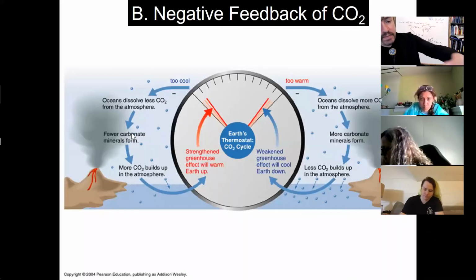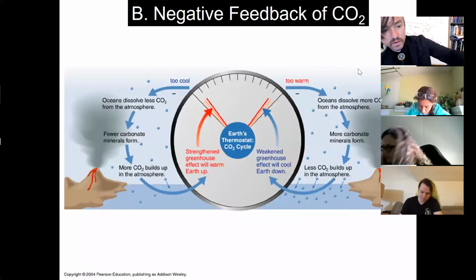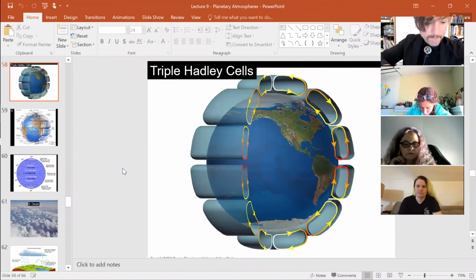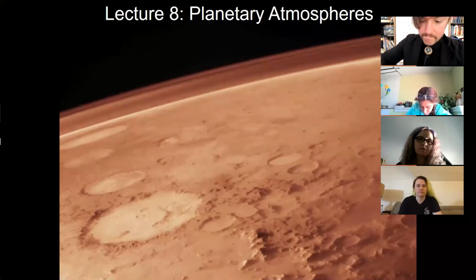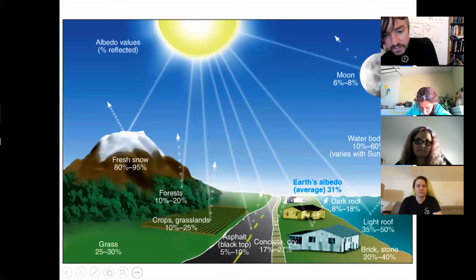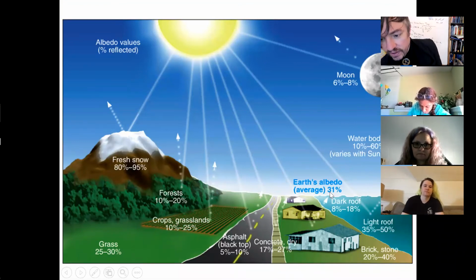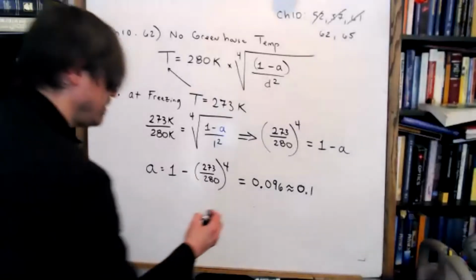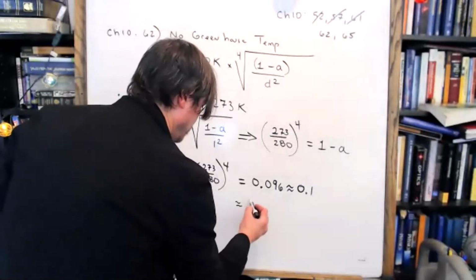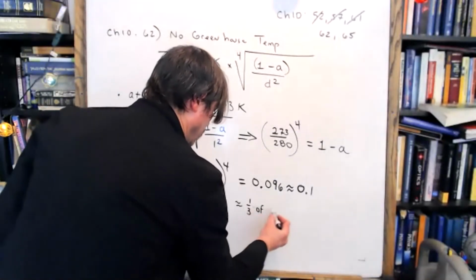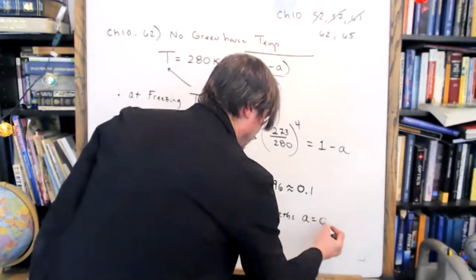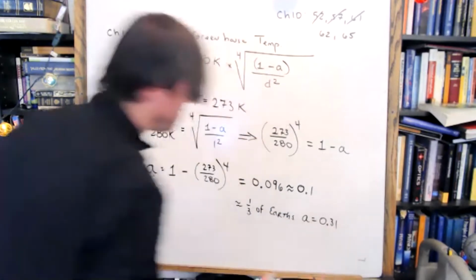Remember when I showed you that picture from our lecture today? You might not have noticed it in the corner there. It was slide 41. The average albedo of Earth, according to this, is 31%. So 10% is approximately 1/3 of Earth's albedo of 31%, right?